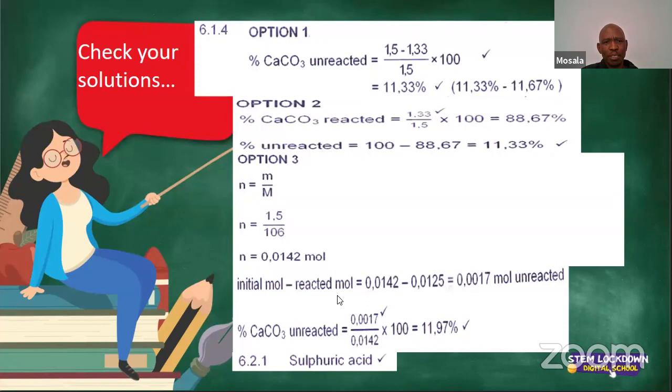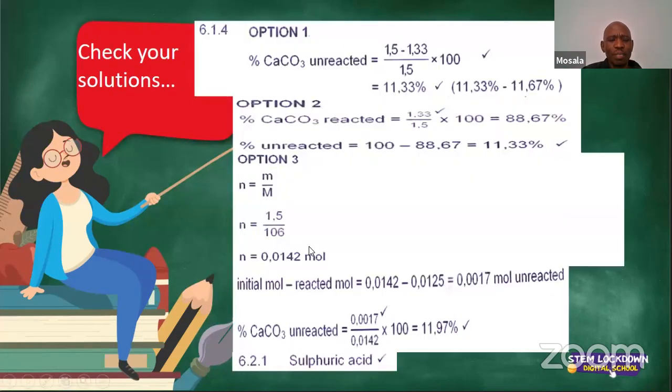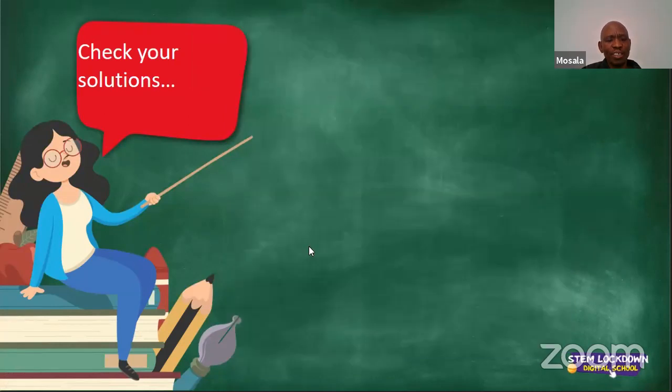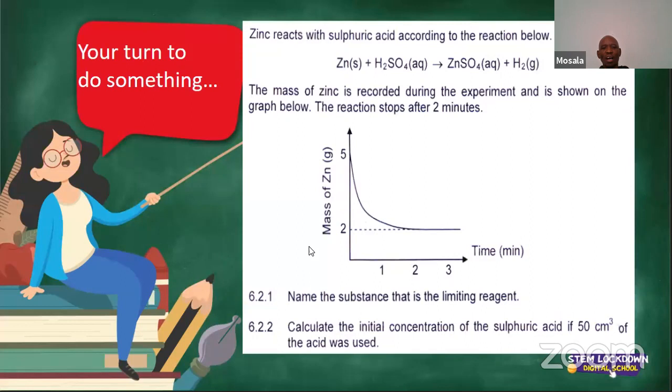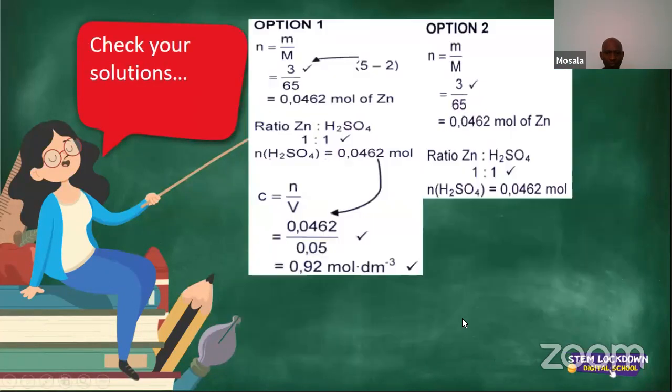All right, because of time, remember I've said that we'll be coming back to 614. So tomorrow we'll start with 614, and then what we said you should skip in the previous exercise, and we'll deal with this one: calculate the initial concentration of sulfuric acid if 50 cubic centimeters of acid was used. So we'll do that.